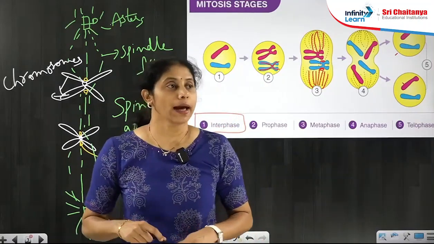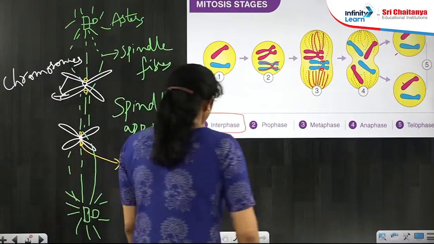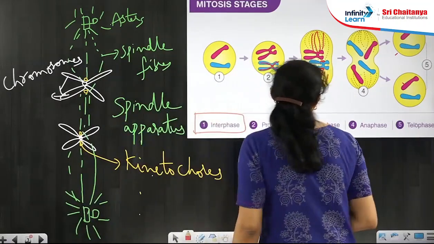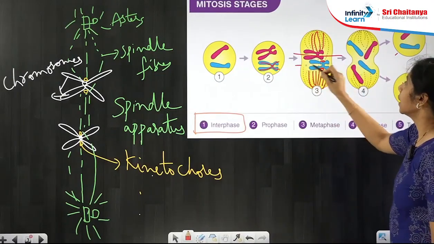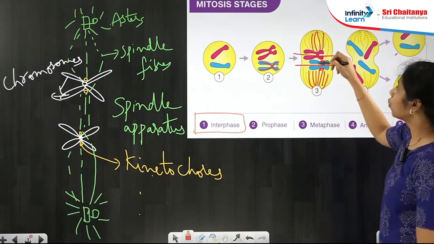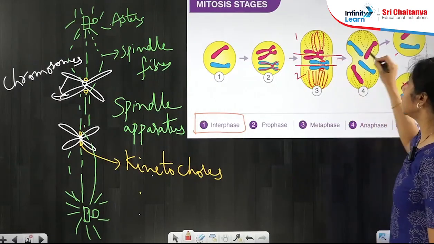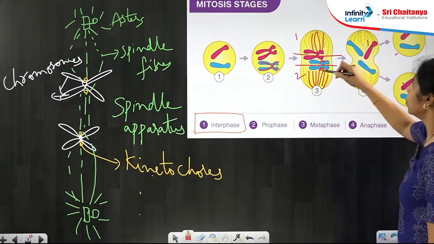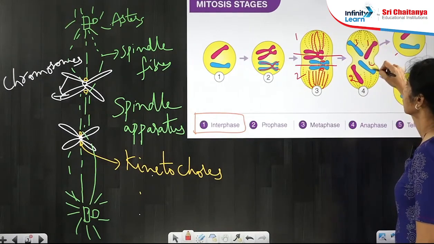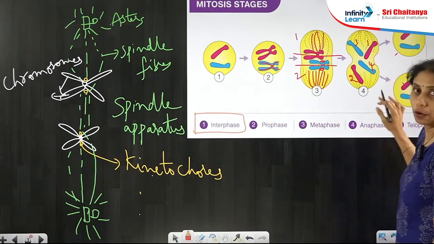Now we'll proceed to the anaphase. All of you can see here, in anaphase, this type of chromosome is dividing exactly in the middle like this. Here only two chromosomes are there, 1 and 2, red and blue. Now the red one is splitting into 2 daughter chromosomes, and the blue one is also splitting into 2 chromosomes. So in the cell in anaphase at this stage, we have 4 chromosomes.